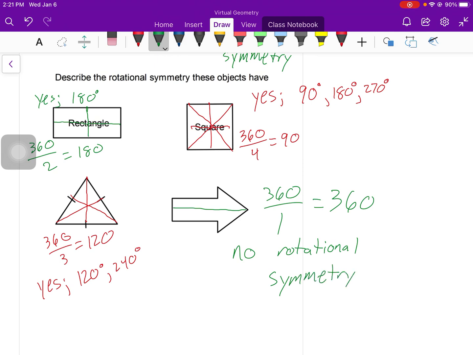If you have 0 or 1 line of symmetry, you do not have rotational symmetry. If you have more than 1 line of symmetry, then you have rotational symmetry, and you'll find those angles by taking 360 divided by the number of lines of symmetry. Like I mentioned in the reflection notes, it's important that you're able to find all of the possible lines of symmetry, because if you miss one, all of your angles are going to be off for rotational symmetry.